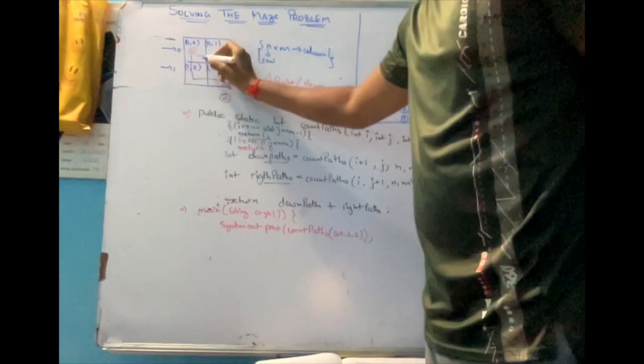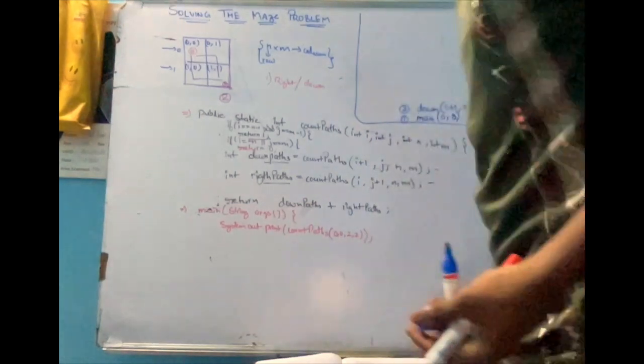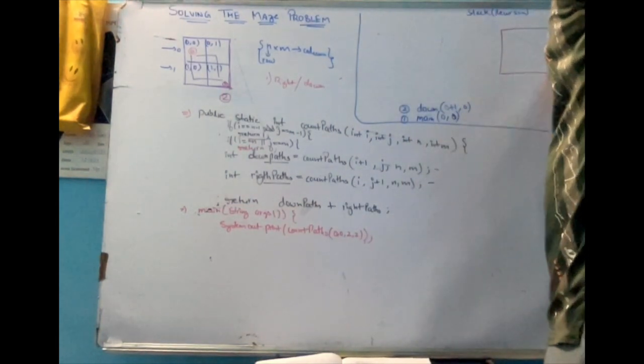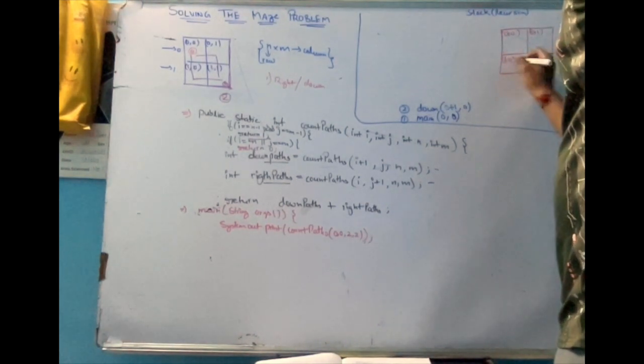Now if you have to track, I'll make one more matrix over here. It'll be easy to understand. This was our matrix. This is the 2 by 2 matrix: 0, 0, 0, 1, 1, 0, 1, 1.